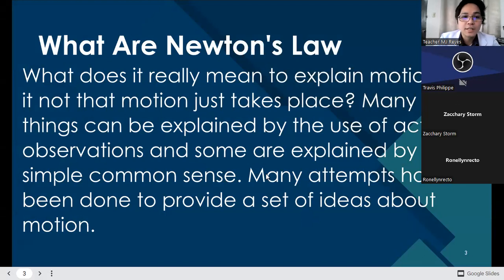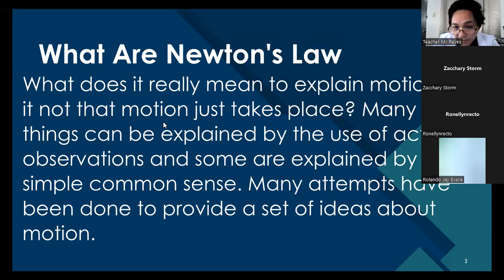Motion just takes place? Yes, RJ? When it's moving. How can you tell that an object is moving? When it goes from one place to another. Yes, correct. From this point to the next point, there is motion there. According to Newton's law, these motions have forces acting on them.